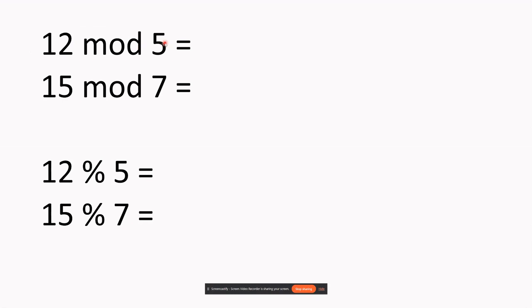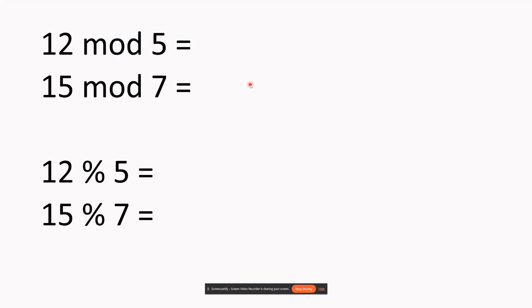So 5 times 1 is equal to 5. We're not quite there at 12 yet, so we can go a little higher. 5 times 2 is equal to 10. We're not quite there, so 5 times 3 is 15. So that's too much. So we have to use 5 times 2. So 5 times 2 is 10. 12 minus 10 is equal to 2. So our modular remainder is 2.